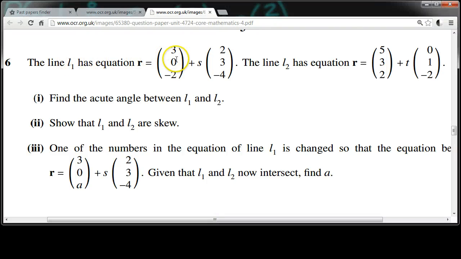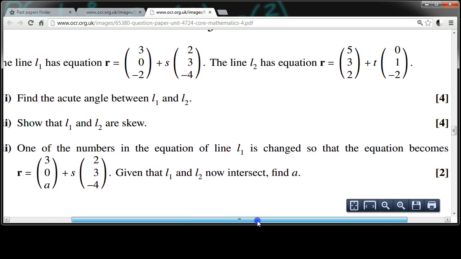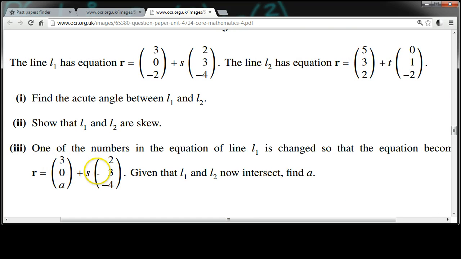The line L1 has this equation, and the line L2 has this equation here. Find the acute angle between L1 and L2. Show that L1 and L2 are skew. One of the numbers in the equation of line L1 is changed, so that the equation becomes r equals this. Given that L1 and L2 now intersect, find a.